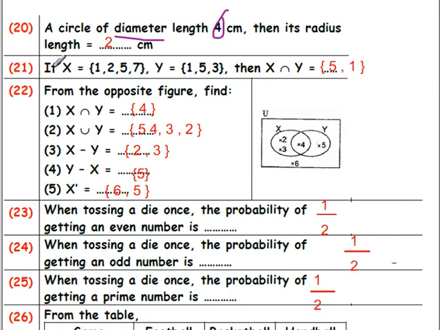Yes. If x equals the set of 1, 2, 5, and 7, and y equals 1, 5, and 3, then x intersection y equals what? What is the meaning of intersection? Intersection means the common elements between two sets. What is the common element between these two sets? 1? Yes. 2? No. 5? Yes. 7? No. So the common elements are 1 and 5. Order is not important.